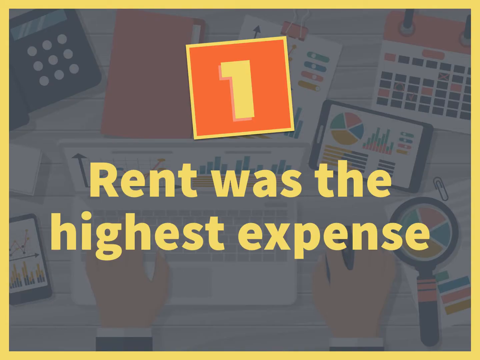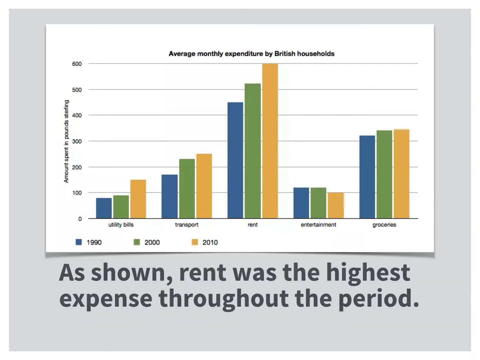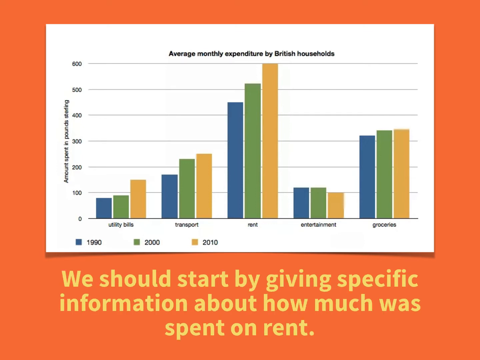So we'll start with the first one: rent was the highest expense. We need to start with a clear topic sentence that clearly states the trend we've identified. And we can do that by simply saying rent was the highest expense throughout the period. Next, we need to support that with details. We need to give examples that prove our trend. And we can start by talking about how much money people spent on rent.